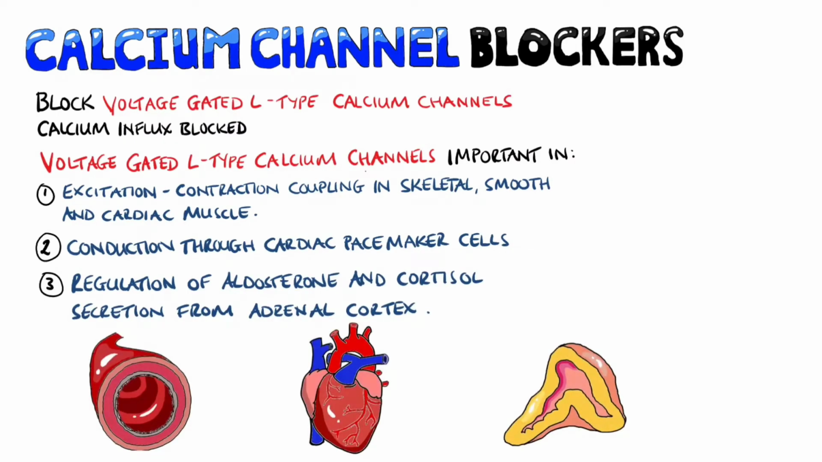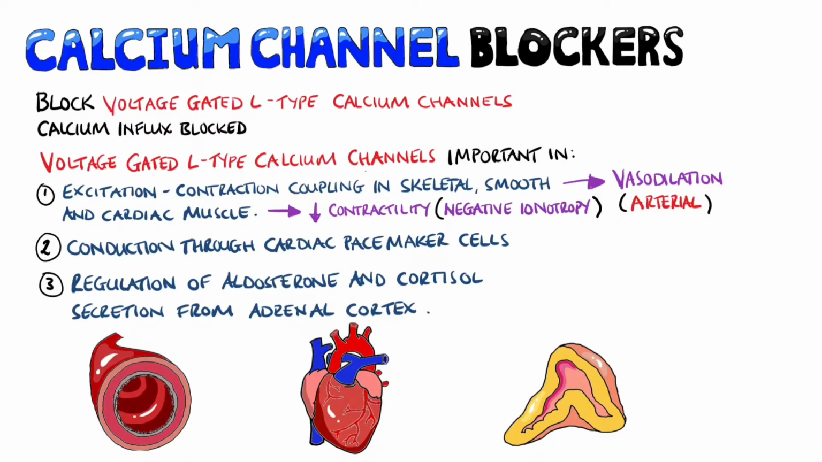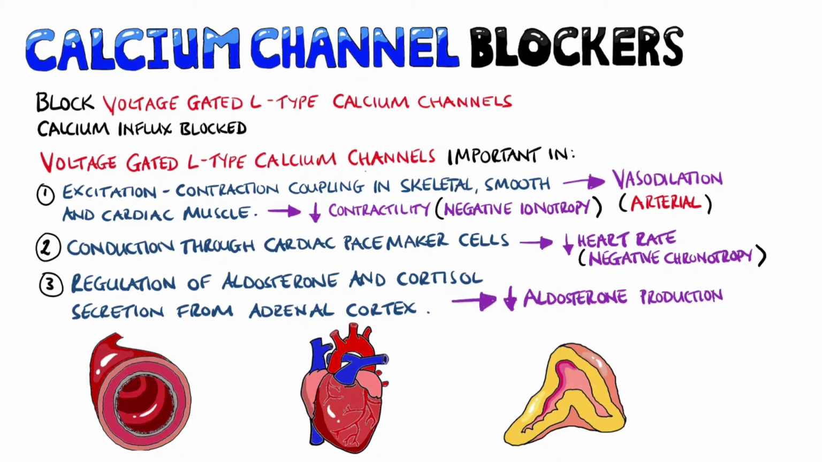the adrenal cortex. Therefore, by acting on vascular smooth muscle, calcium channel blockers lead to vasodilation. Remember that calcium channel blockers work on arteries, they do not work on veins. By acting on the cardiac myocytes, they reduce the force of contraction of the heart. This is known as a negative inotropic effect. They also slow down the conduction of electrical activity within the heart, leading to a slower heart rate. This is known as a negative chronotropic effect. When they block the calcium signal in the adrenal cortex, they lead to a decrease in aldosterone production.